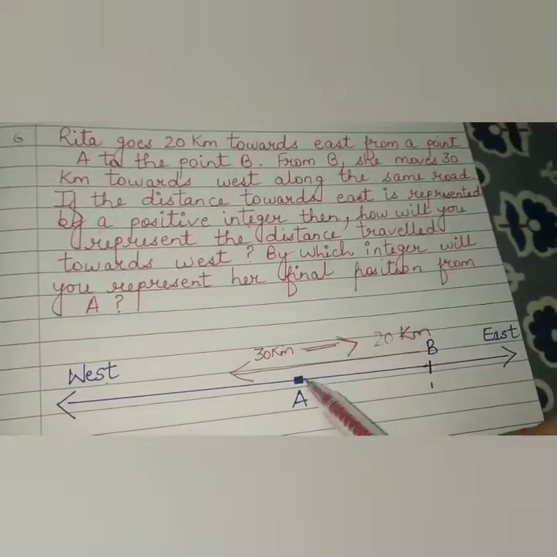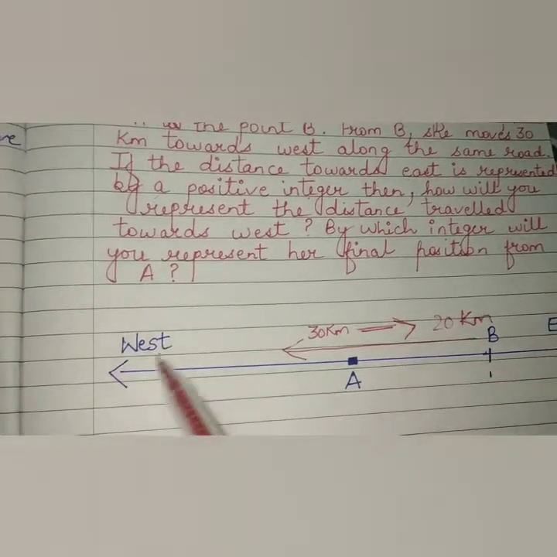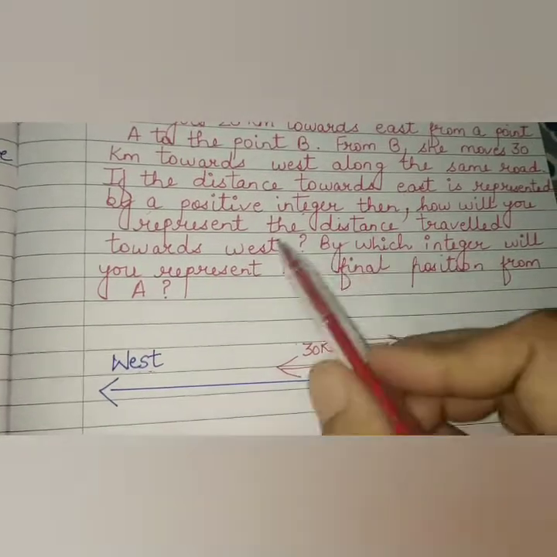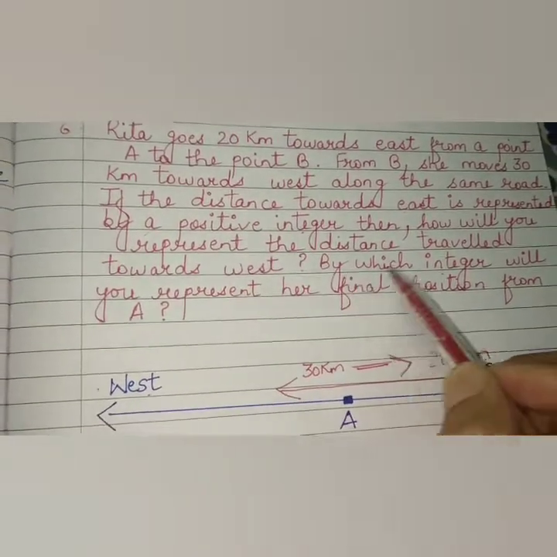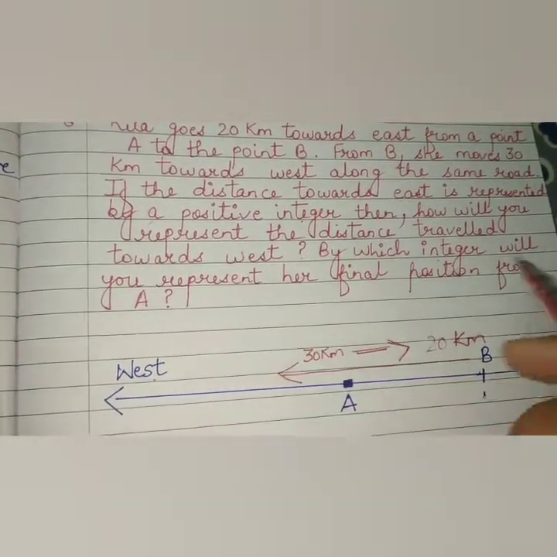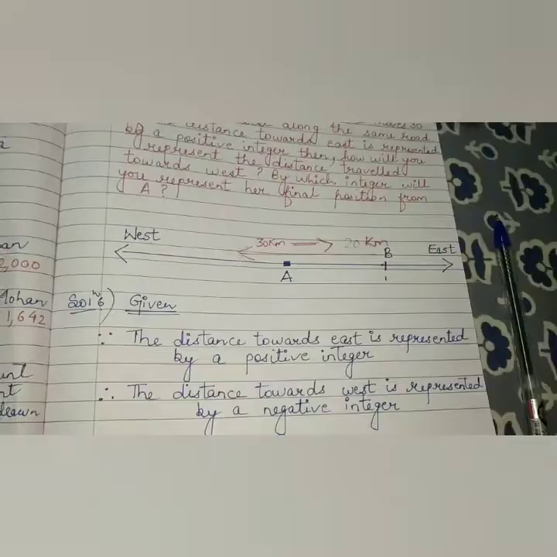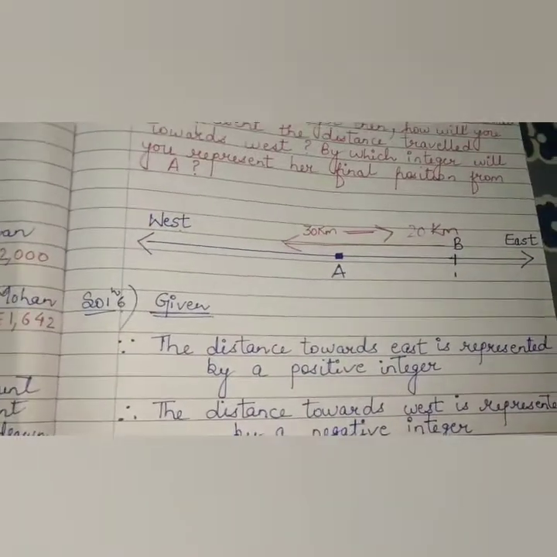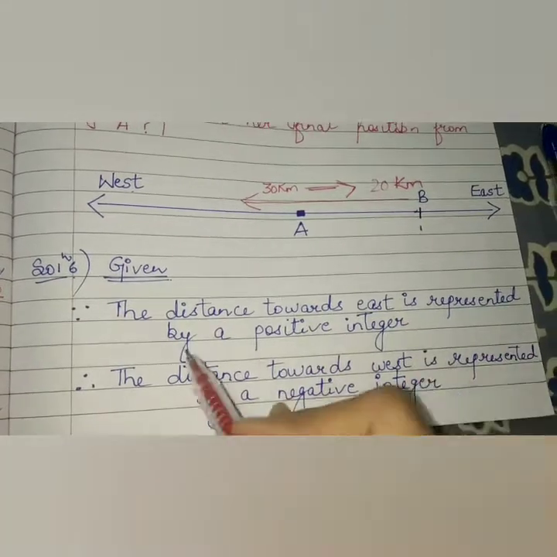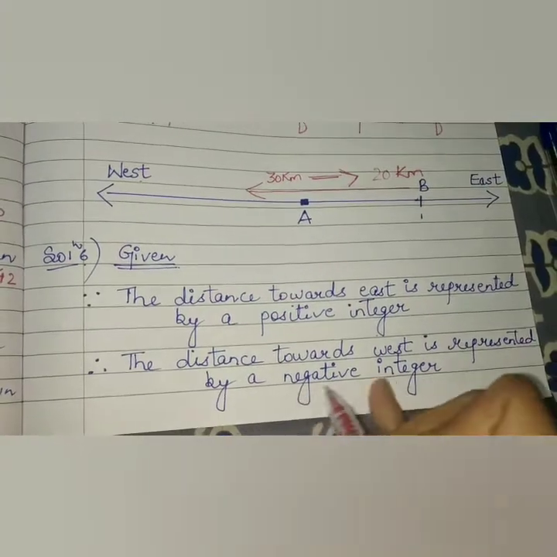So when we are moving toward east, we are taking a positive integer. So when we are moving toward west, we will represent it by a negative integer. Now what you have to find next: by which integer will you represent her final position from A? So we have to find out how much distance she has traveled altogether. Now the solution. It was given in the question that the distance toward east is represented by a positive integer. Therefore, the distance toward west is represented by a negative integer.